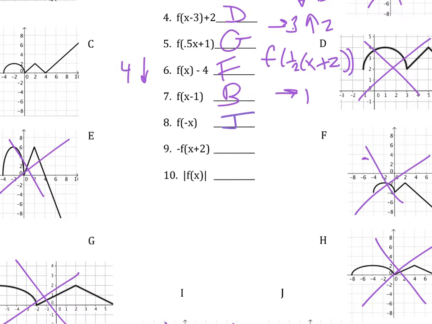Now we have an interesting one. We've got a negative outside the f, so it's going to take whatever comes out of the function and make it negative. So the parts of the original parent function that are above the x-axis go below the x-axis, and the parts that were below the x-axis go above the x-axis. So it's a vertical reflection over the horizontal axis.